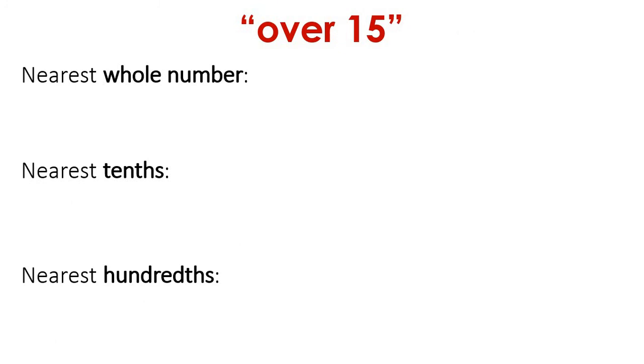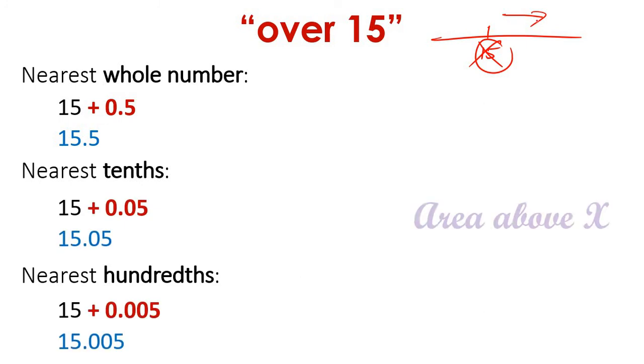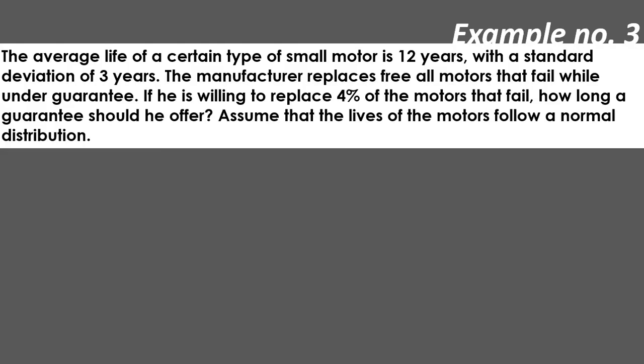If we have over 15, that is the same as higher. So if we have 15 here and we want values over 15, we do not want to include 15. That's why we are going to add. And that means area above. Let's now proceed to example number 3.